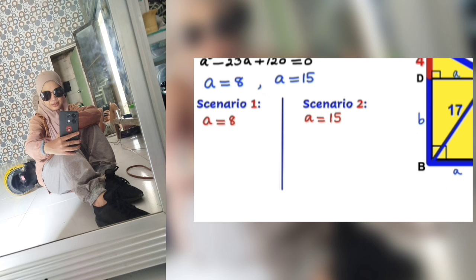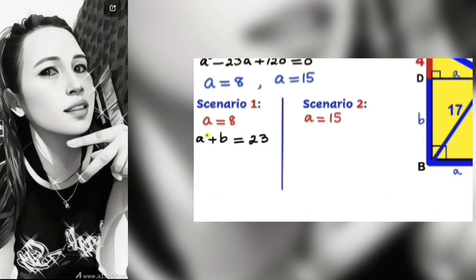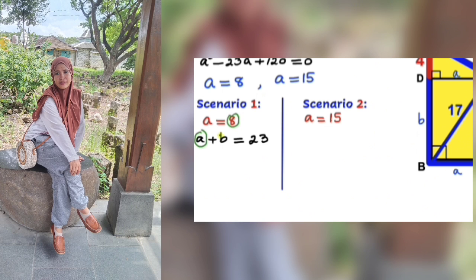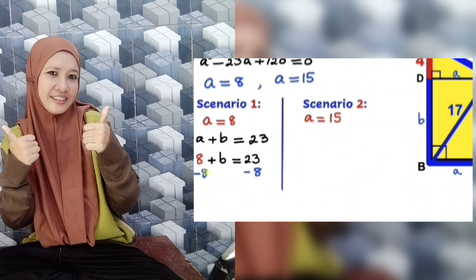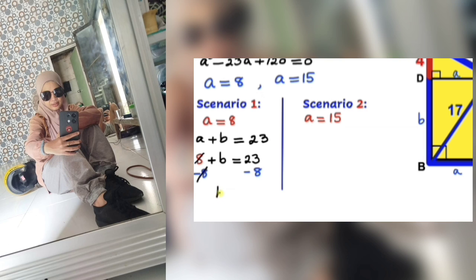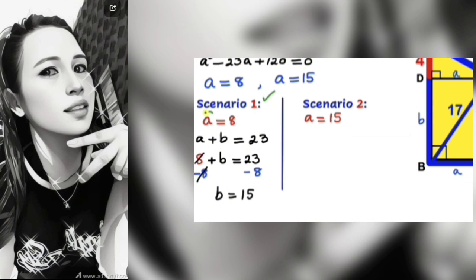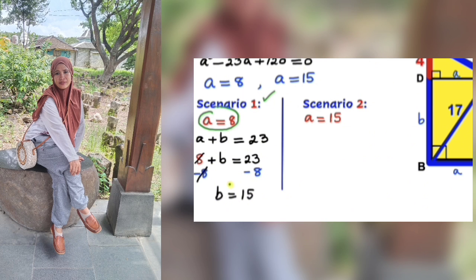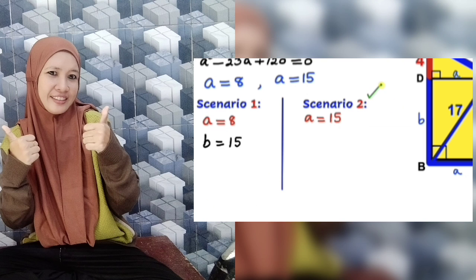Now let's focus on this equation 3. Here I have copied down this equation 3 over here, a plus b equals 23. Now I'm going to substitute this a value 8 over here, as you can see in this next step, and subtract 8 from both sides. This 8 and negative 8 is gone. So therefore our b value turns out to be positive 15. Thus in this scenario 1, for a equals 8, our corresponding b value turns out to be 15.